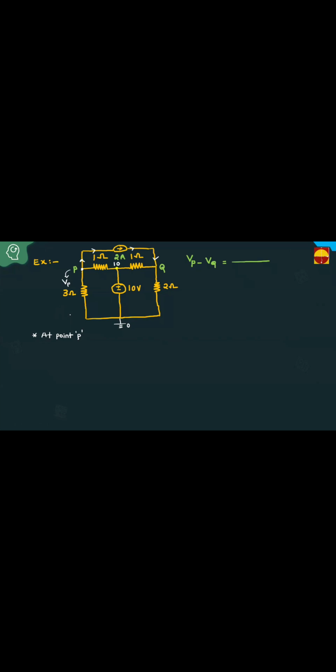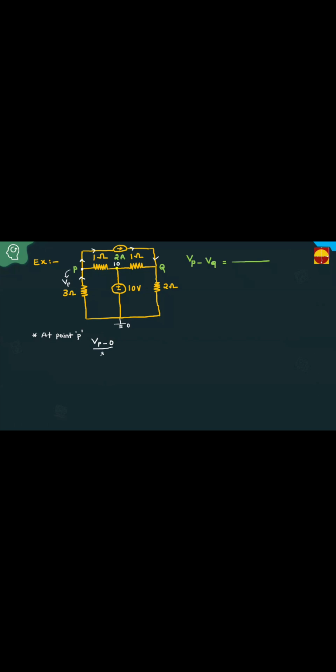Clear. Now this is zero potential. This is the potential at point P, which is Vp. Then this is the current, and this is 10 volts. Now if you apply the nodal analysis at point P, students, Vp minus 0 by 3.